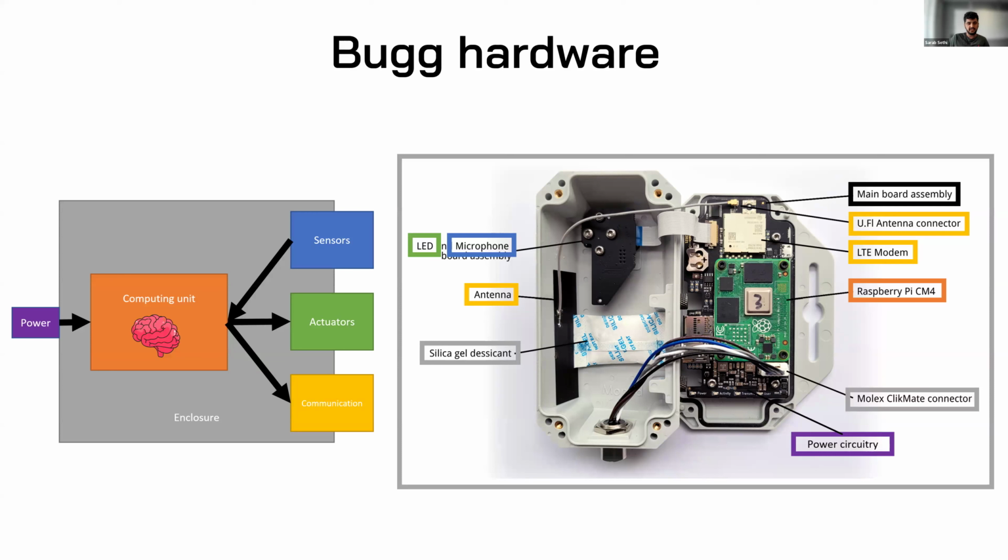So a look inside the Bug hardware, just briefly, looks a bit like this. For people who are interested, it's a Raspberry Pi compute module, which you can see there on the right-hand side, plugged into a few custom PCBs. And there's an LTE modem for connectivity over a SIM card, so mobile network, power circuitry, and all the classic things you see in terms of a sensing device.